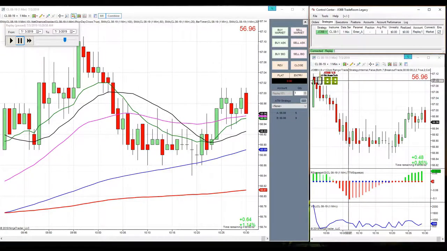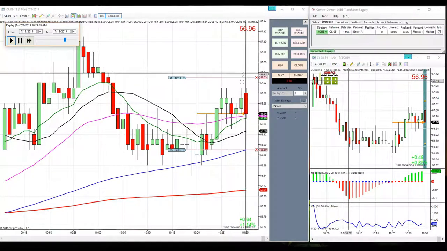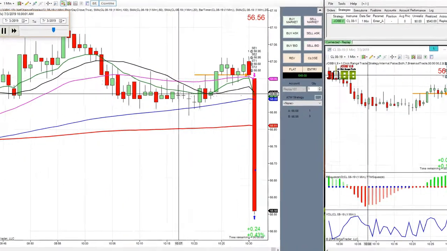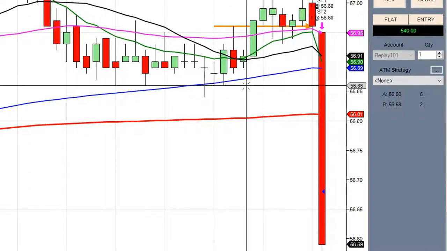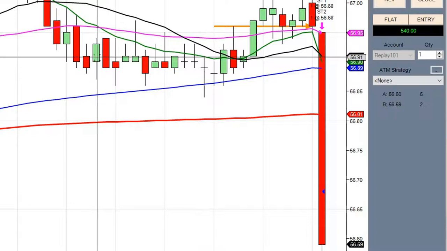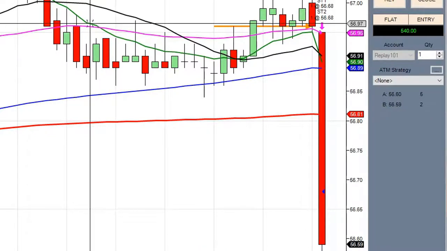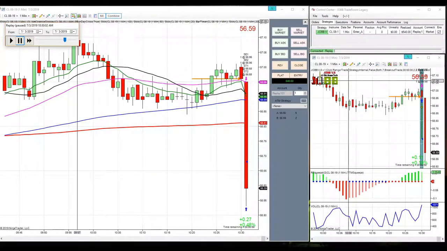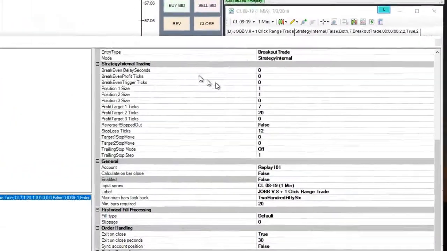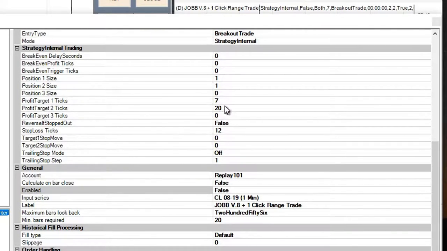So here goes the trade. Remember the targets, 7 ticks and 20 ticks. There's my orders being placed automatically. And there's my profit of $540, all done in an automated fashion because it's an ATM. It's an automated trade management system. Watch what happens when I change those values. So remember, my trade targets were 7 ticks and 20 ticks.